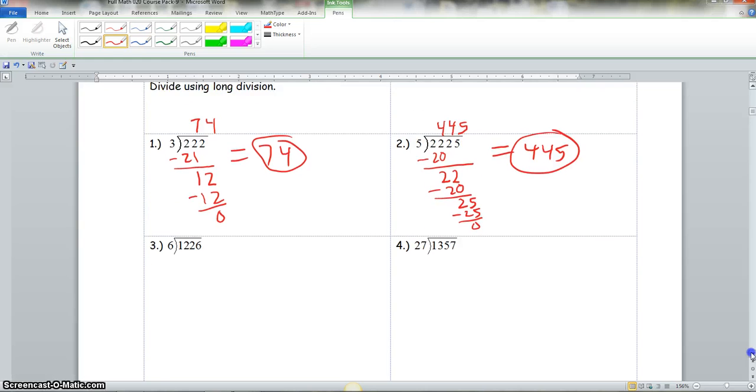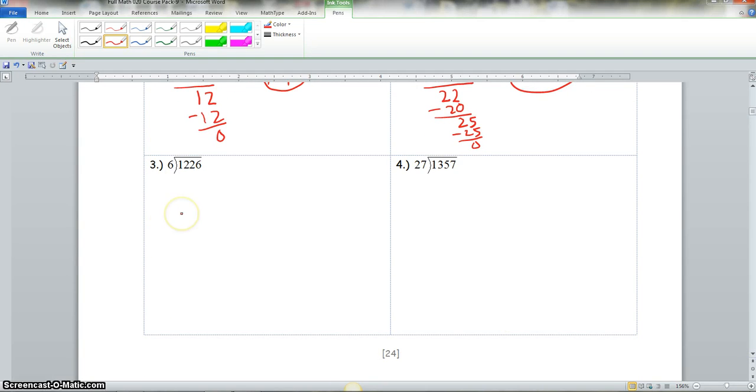Now we scroll down to problems 3 and 4. Now problem number 3. We have 6 into 1. We know that 6 does not go into 1. 6 goes into 12 twice. 2 times 6 is 12. 12 minus 12 is 0. So you bring down this 2. 6 goes into 2 0 times. And then you bring down this 6. 6 goes into 26 4 times. 4 times 6 is 24. And you have a remainder of 2. So your final answer here is 204, remainder 2.